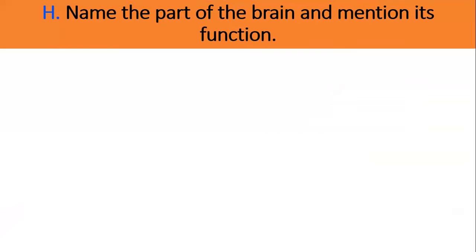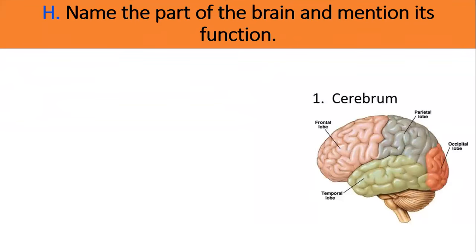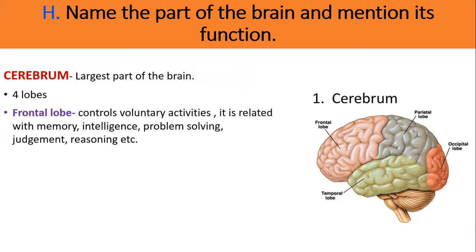Coming to spot H, it is all related to the human brain. Name the part of the brain and mention its function. So for that, the human brain has to be studied. If they show you a diagram like this, they might ask you the bigger portion is called as what? So it is cerebrum, the largest part of the brain. It has four lobes. Which are the four lobes? Frontal lobe, parietal lobe, occipital and temporal lobe.